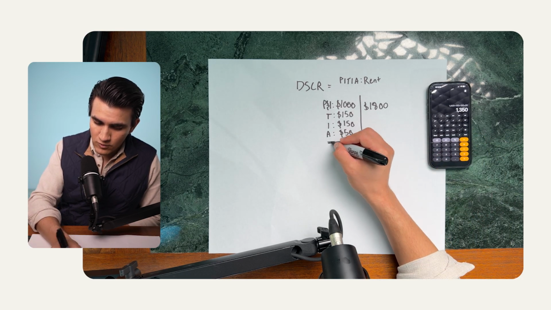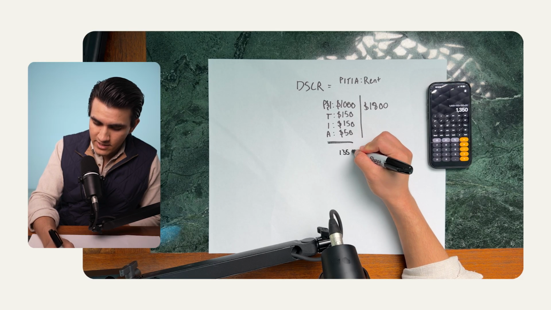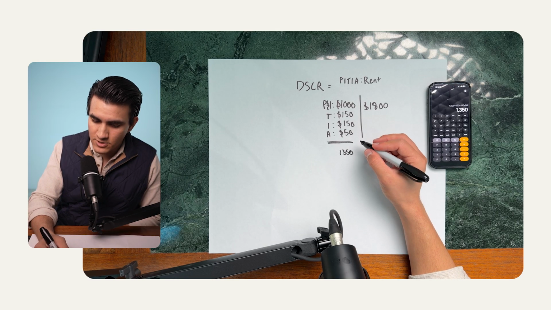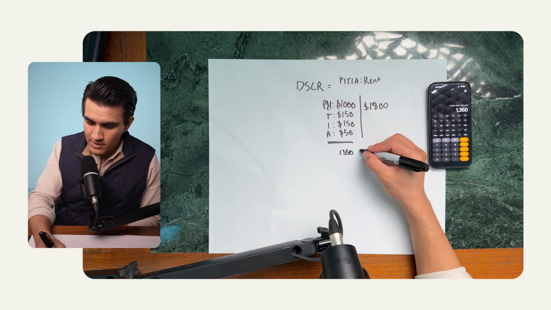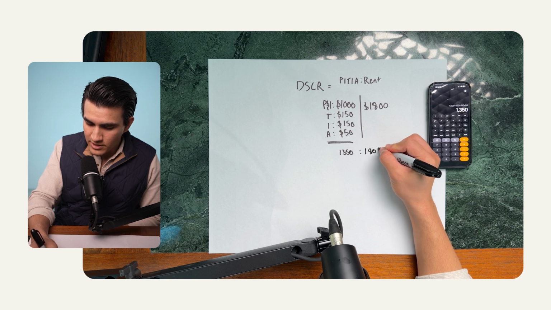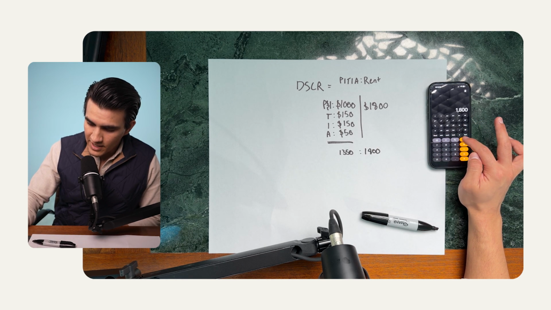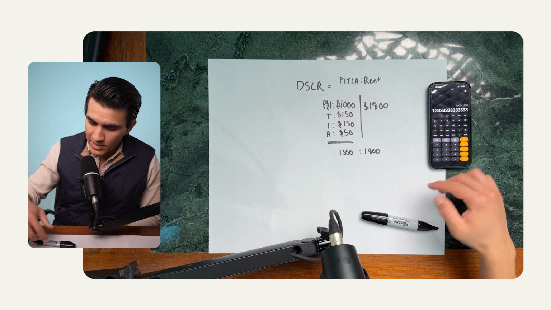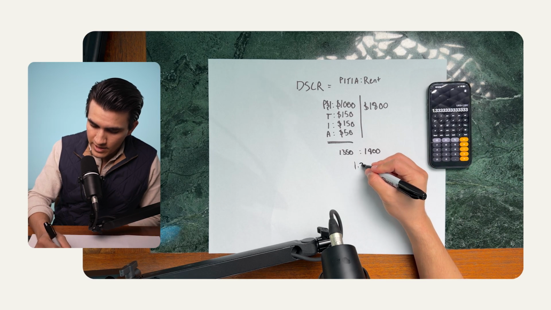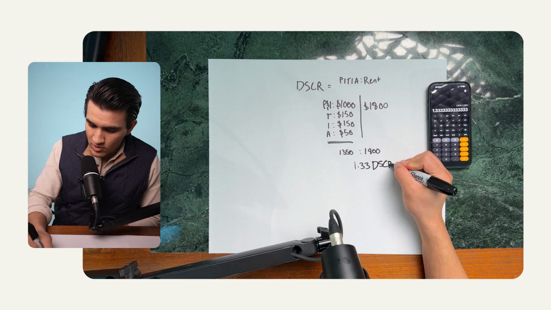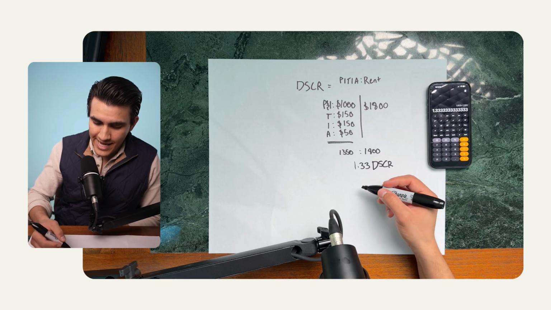So that means that we have a total of $1,350 monthly principal, interest, taxes, insurance, association, PITIA, in comparison to $1,800 that you're making on your rent. So now we're going to take that $1,800 divided by $1,350, and we're left with a 1.33 DSCR ratio. And this means that it's cash flow positive.